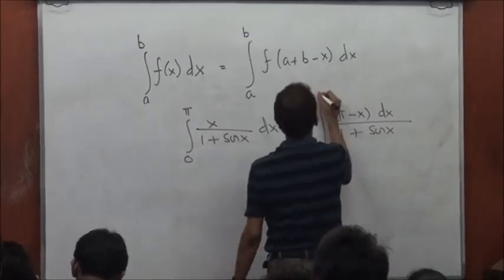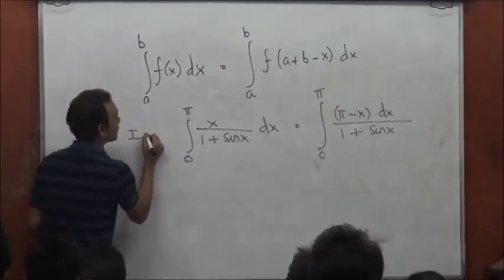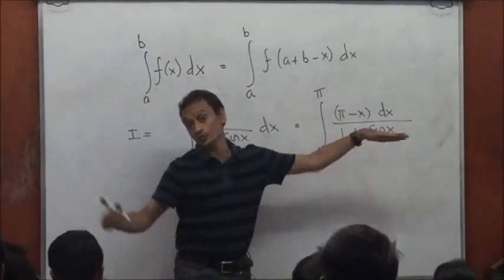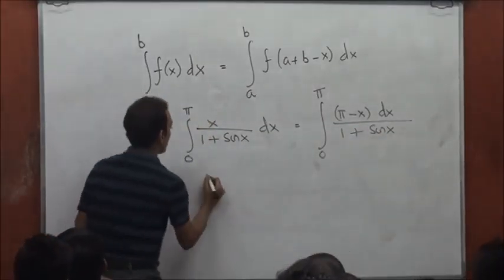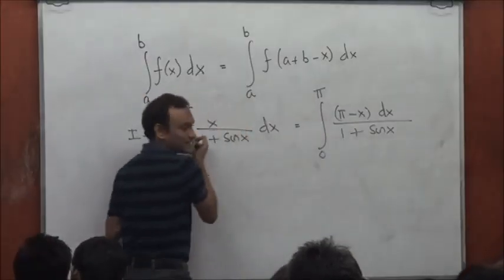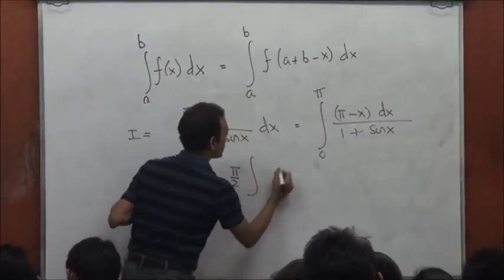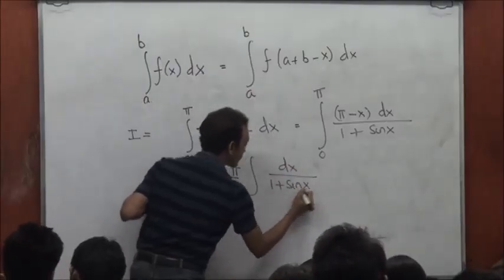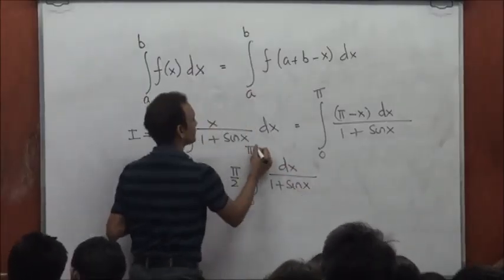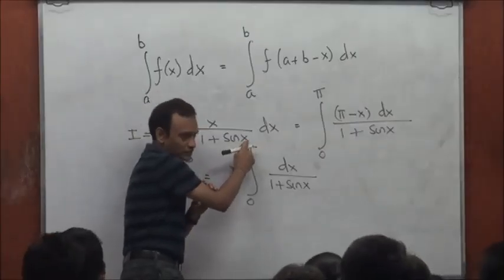X changes from 0 to pi. Yes or no? Each of these is I. If this equals this, then each would be half their sum. So half their sum means x will get cancelled. So it's going to become pi by 2, half their sum, integral dx by 1 plus sin x, x changes from 0 to pi. See, x replaced by pi minus x will still give me sin x. Right?